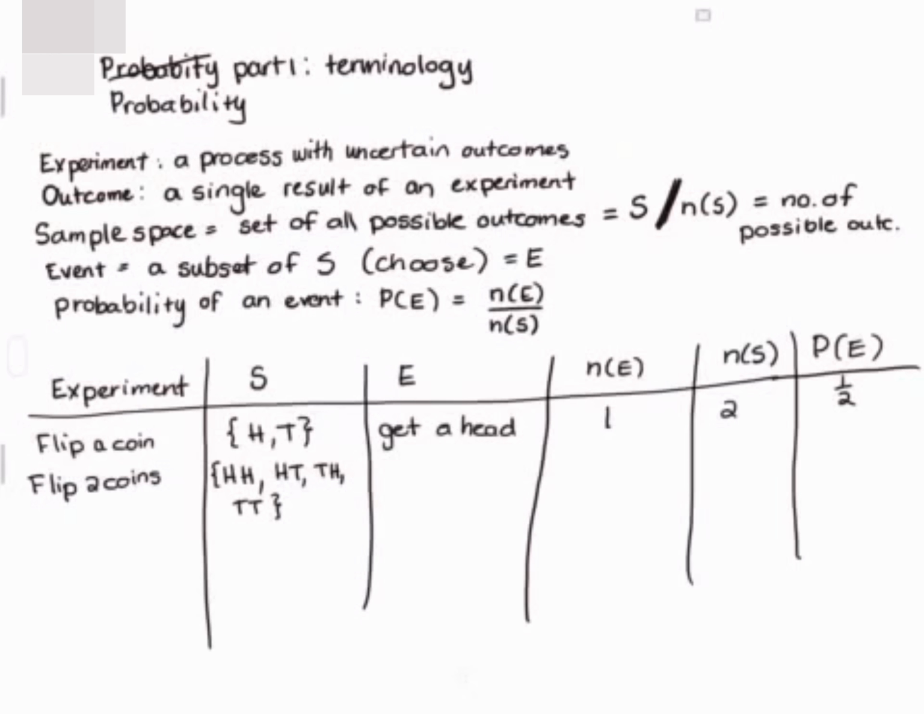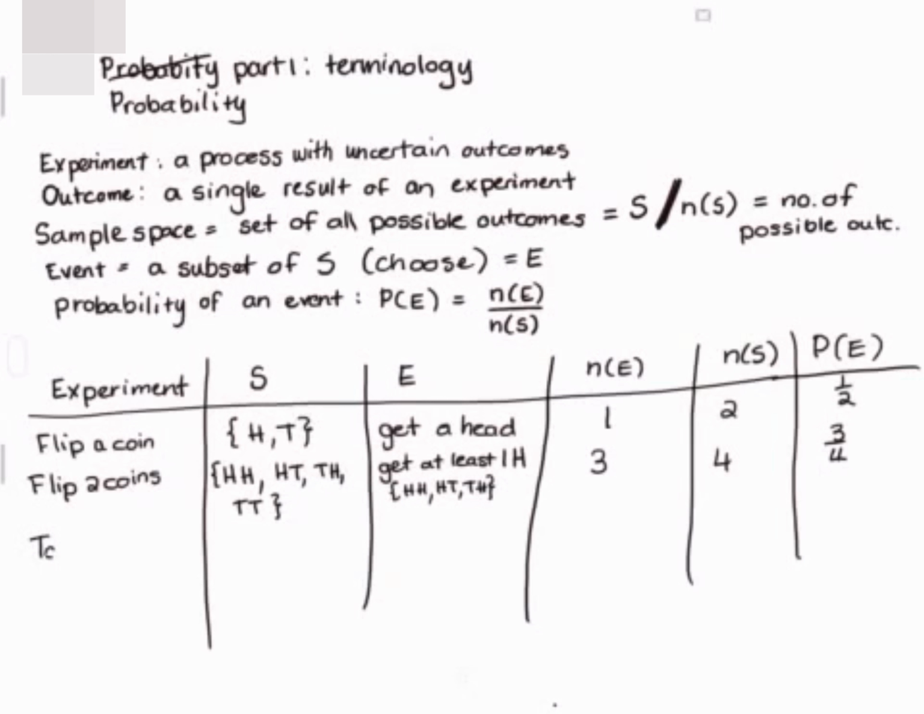Right, what am I going to make my event? Get at least 1 head. Right, so what does this consist of? I'm actually going to write them out here. I could have had head, head, that's at least 1. I could have had head, tail. I could have had tail, head. So that is 3 there, whereas S has 4. So the probability of that event is 3/4.